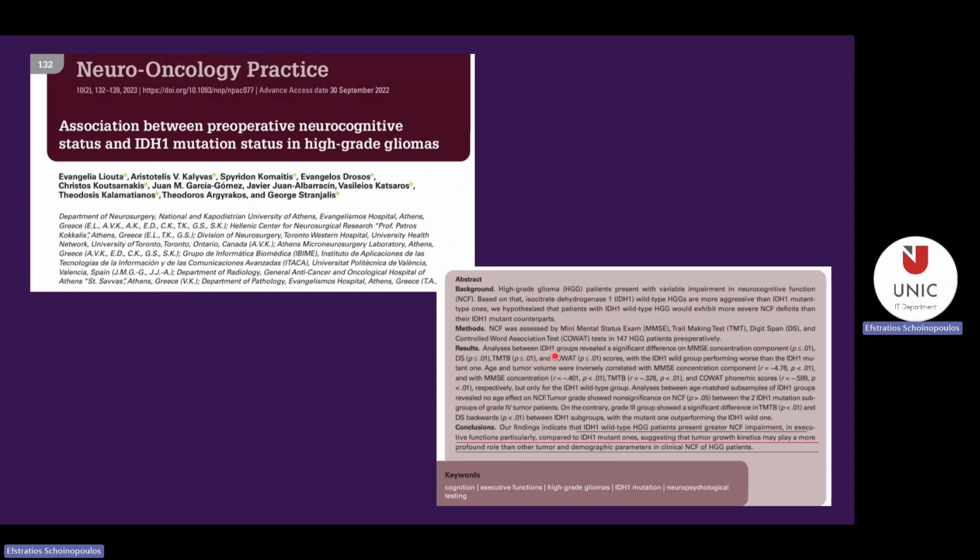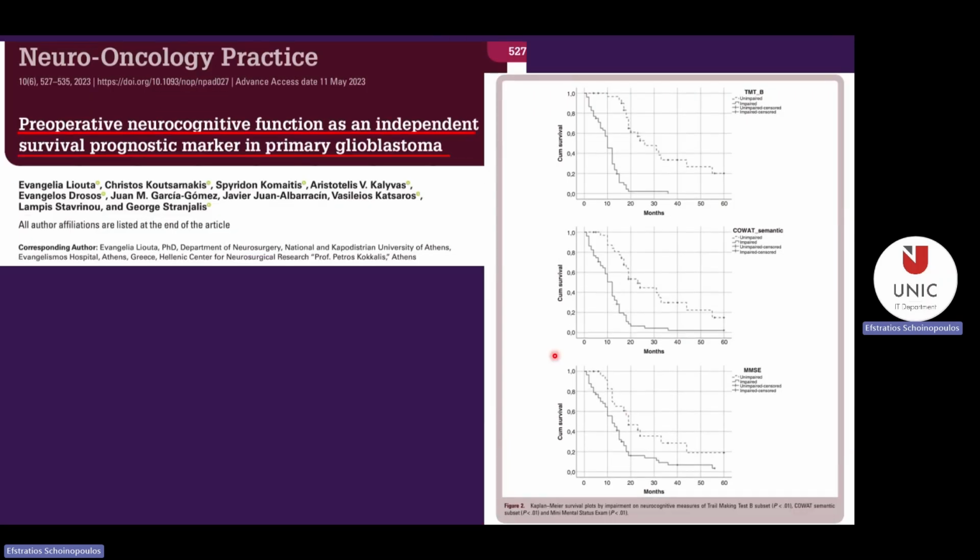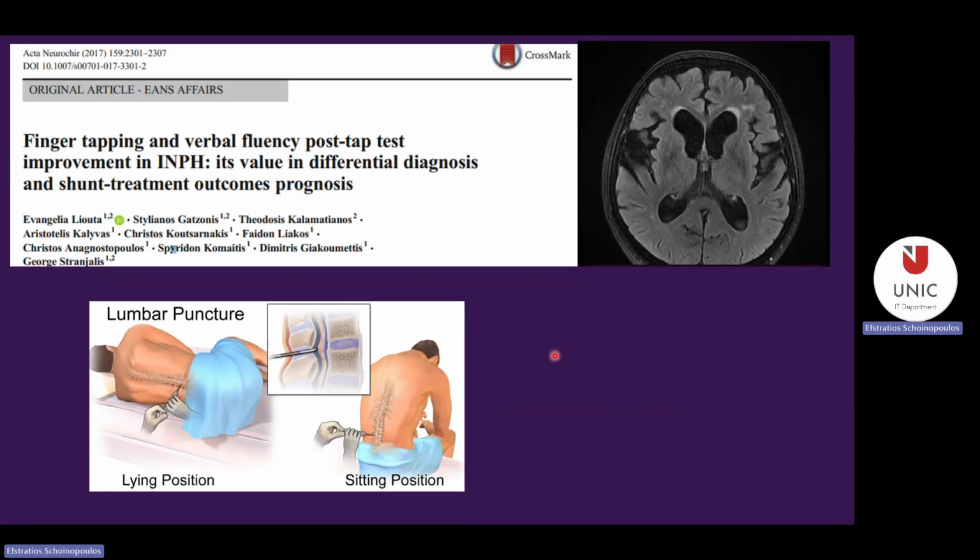Also, we ran an association between preoperative neurocognitive status and some biological markers of high-grade glioma, showing that the more infiltrative the tumor is, the greater the neurocognitive deficit and decline in our patients' clinical status. And last but not least, we have shown that neurocognitive function is an independent survival prognostic marker in glioblastoma, which is the most malignant tumor of the human brain.